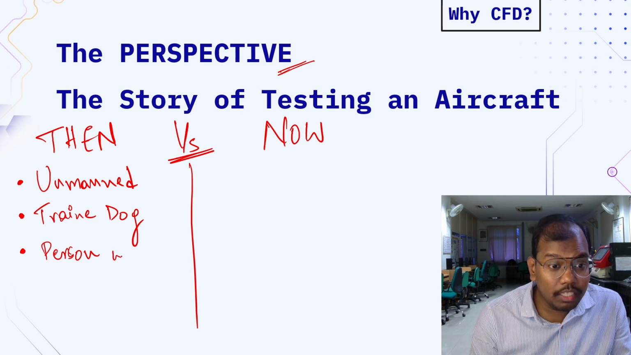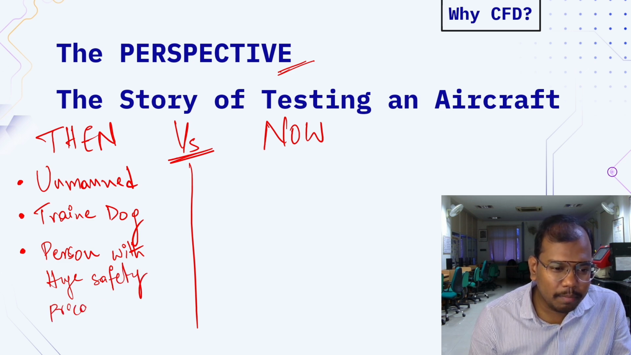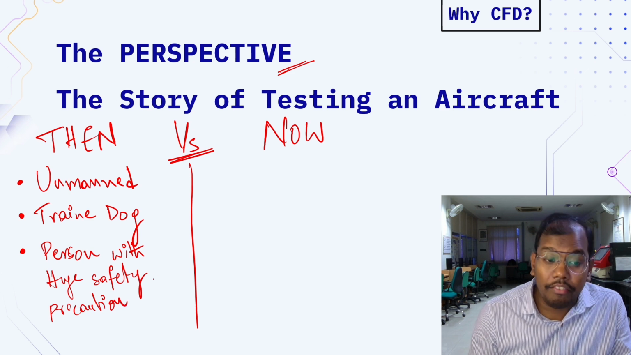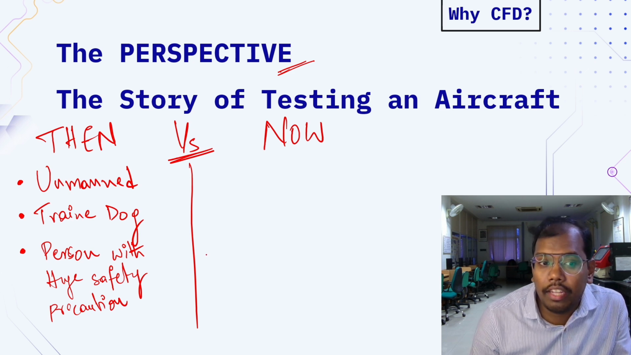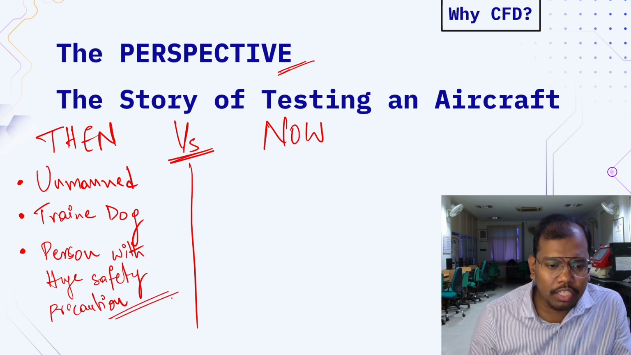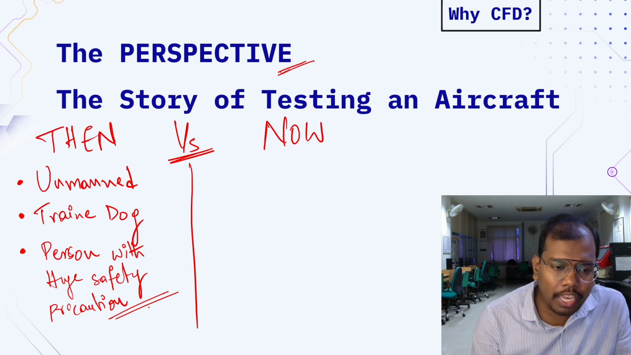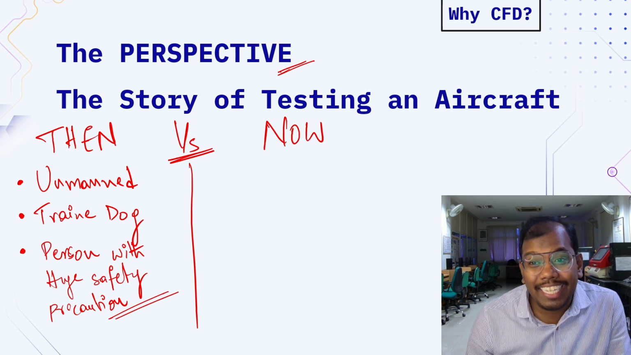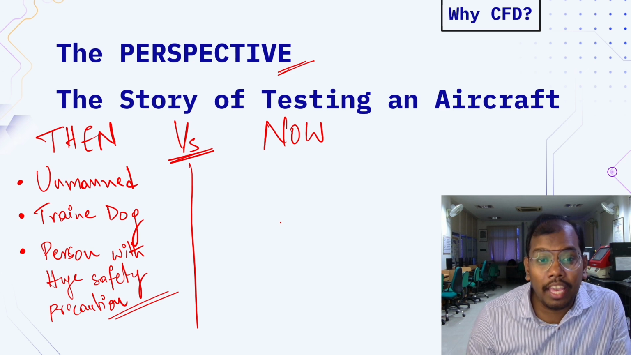and this person would be given huge safety precautions, like fire safety being taken care of. He would be given so many parachutes to fly back to the land if something fails in the air. And then after so many trials and errors in this fashion, using a lot of material and a lot of time, people used to finally test and certify a given aircraft or aeroplane.